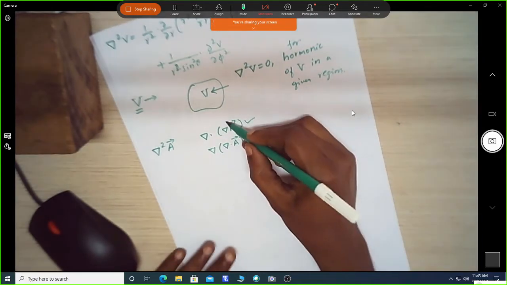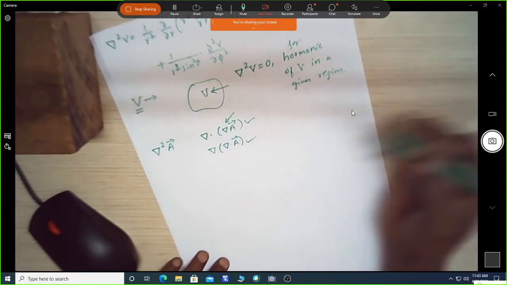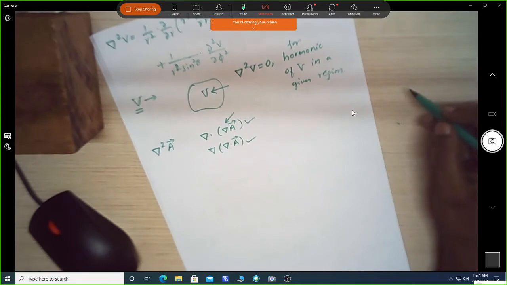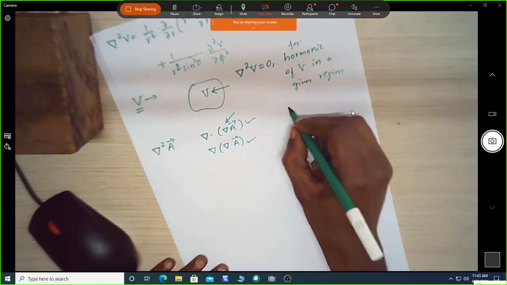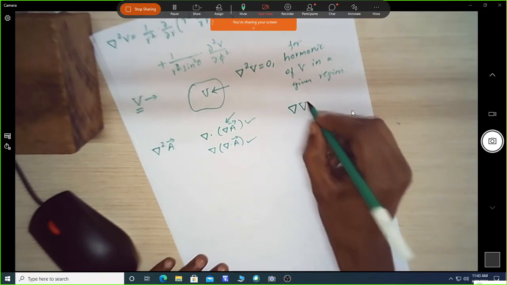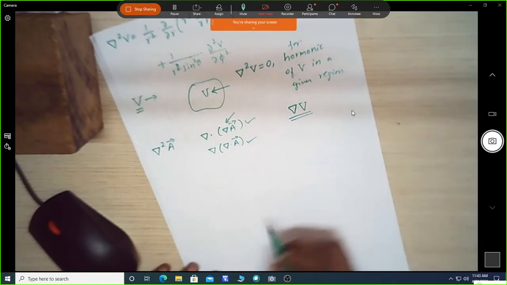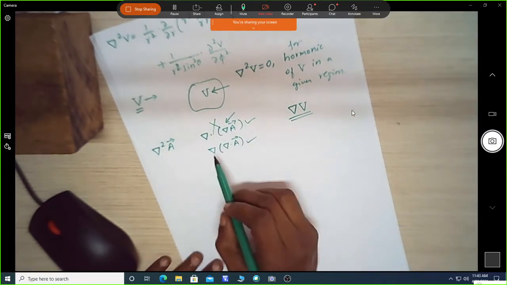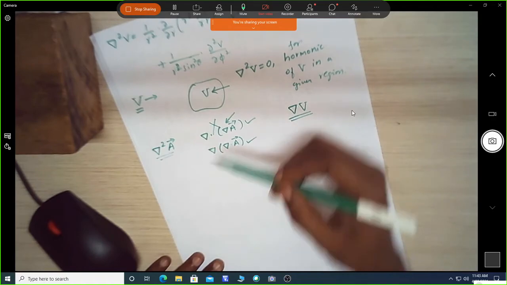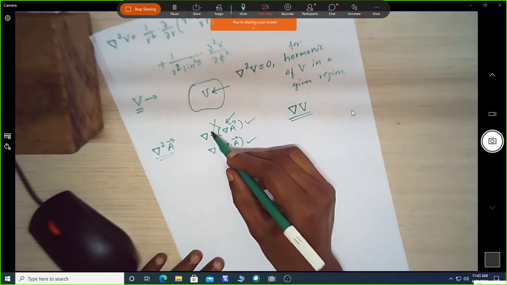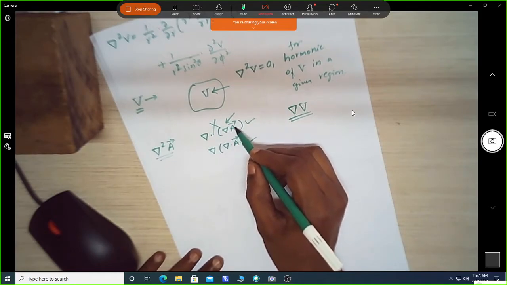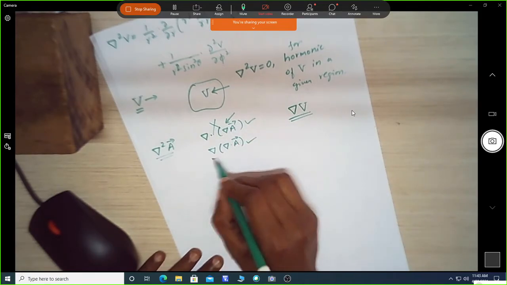Is it possible to get the gradient of a vector field? Have we ever defined a gradient of a vector? No, we haven't defined the gradient of a vector. We can always define the gradient of any scalar field. So that's why you cannot view this del square A as del dot of del A, because it is not the divergence of a gradient of a vector. Instead, this is correct.